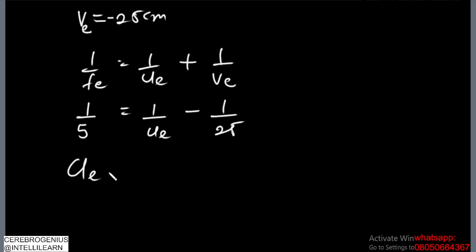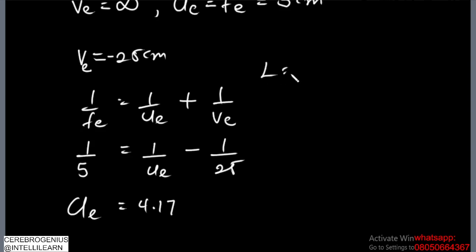So let's see what we get for UE. So that's 1 over 5 plus 1 over 25. We do the inverse. We get what? 4.17, right? So that means that the length is going to be what? 25 plus 4.17, that was 29.17 centimeters. So this will be the length.